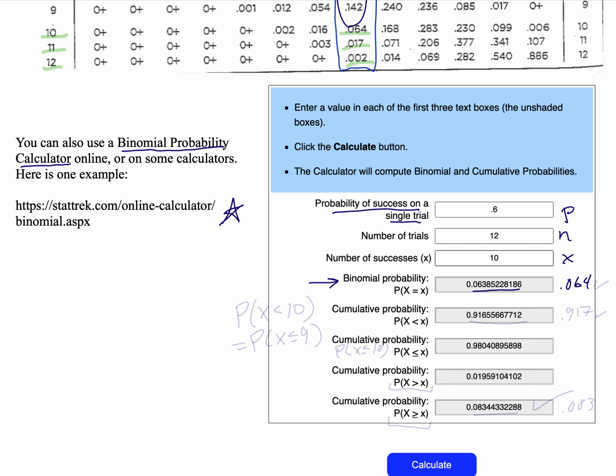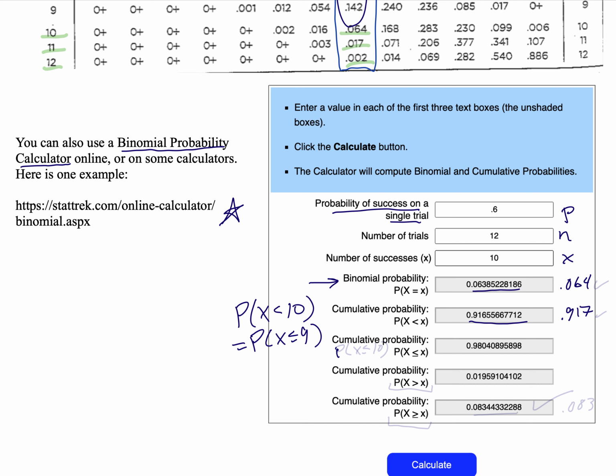So this is the probability that X is less than 10. And so we did calculate that as well. The probability that X is less than 10 is the same as the probability that X is less than or equal to 9. We had calculated that as 0.917. So 0.917 was our calculation from the table. Again, note that this would round up to that value. This is more precise.